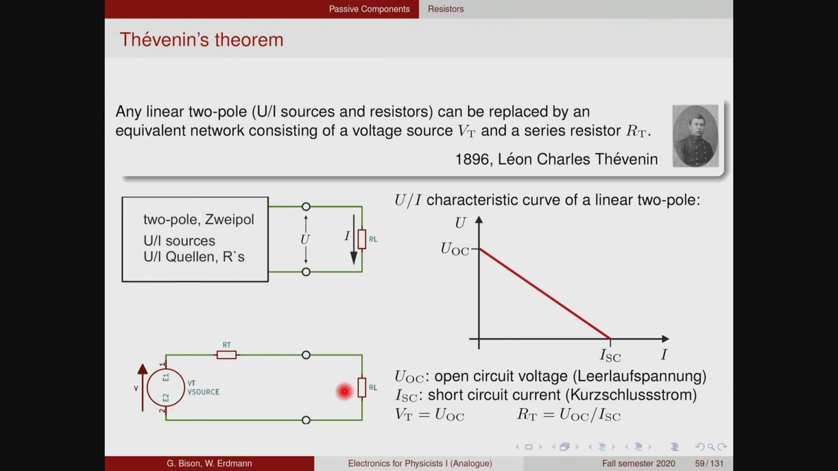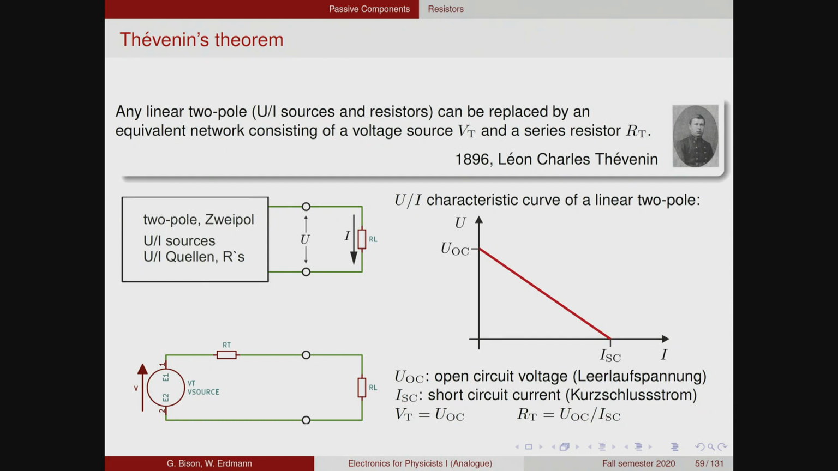The voltage source simply generates the open circuit voltage. Clear, if this resistor is infinite, or if there's no current flowing, then the voltage drop across this resistor is 0. And so we simply measure the voltage that is generated by the voltage source. The short circuit current, if this resistor is 0, then the current is simply given by the voltage and the resistance. So we can compute the Thevenin resistor as simply open circuit voltage divided by short circuit current.